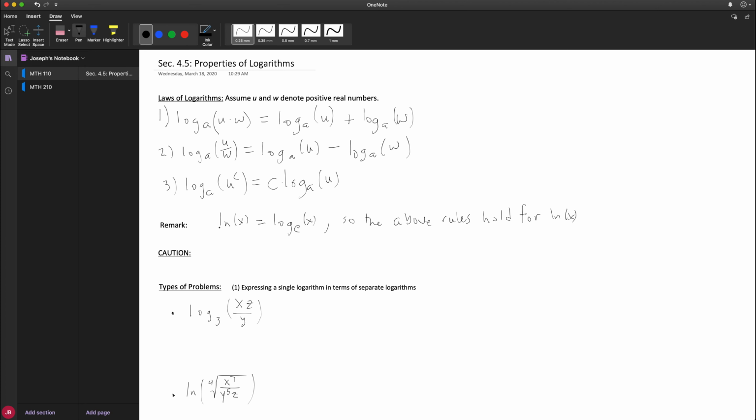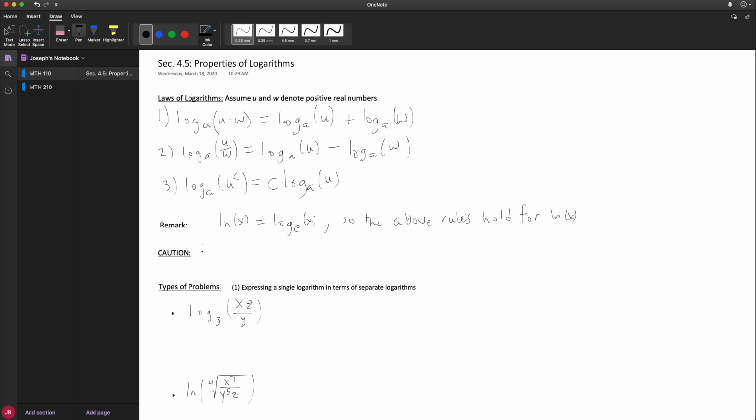And now one quick remark here is that all of these rules also hold for the natural logarithm, because that's just log base e, and this number a here is just a positive number that's not equal to 1. So certainly e is such a number, and so you can have ln filled in all here, and it would still work.